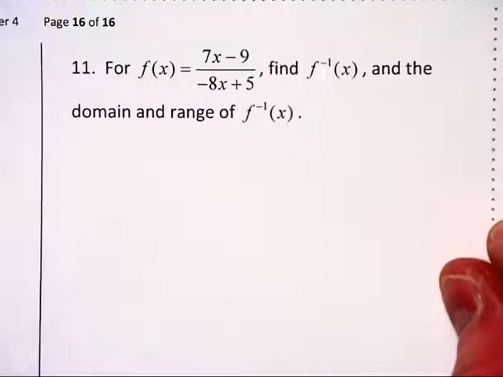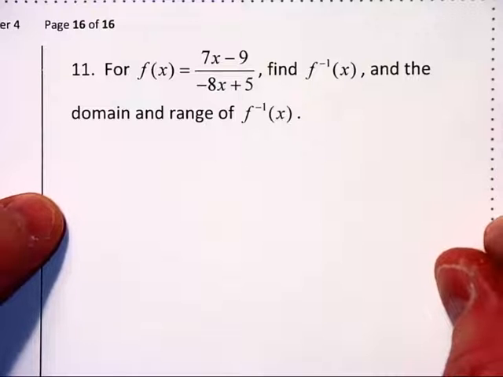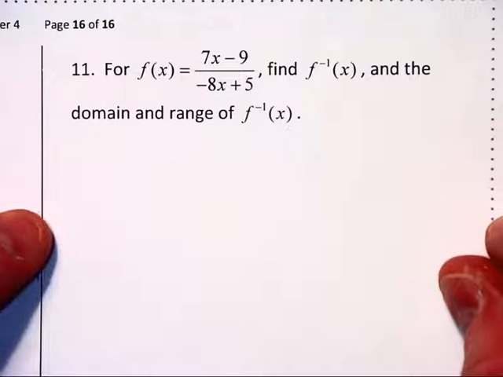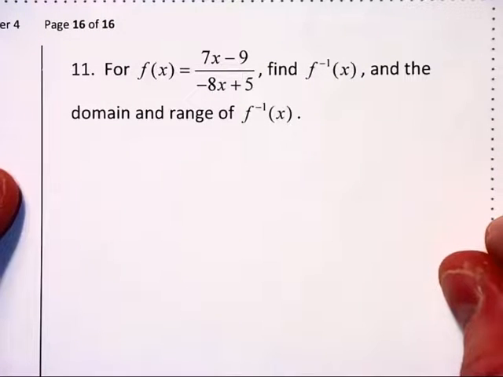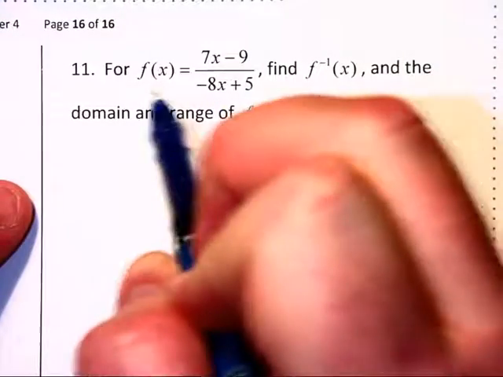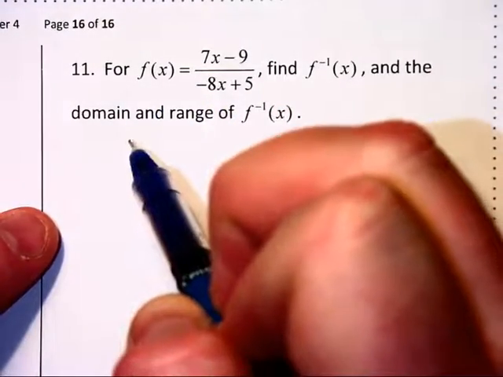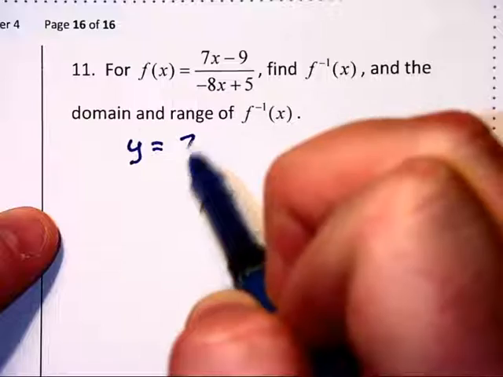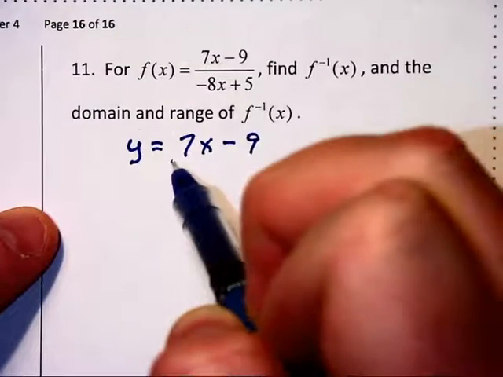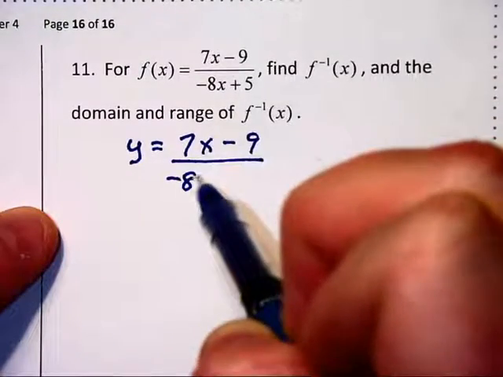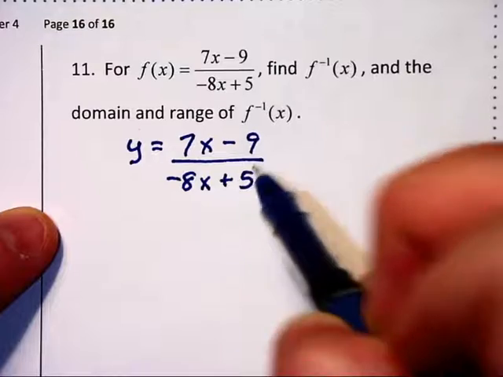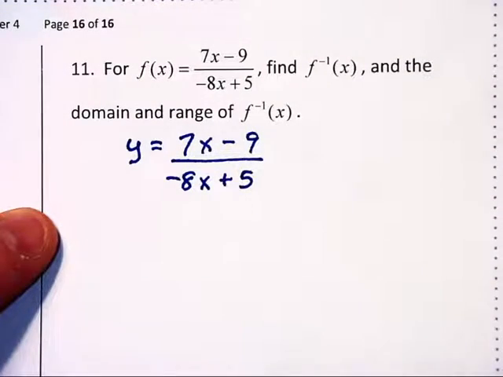In this final problem, we are going to find the inverse and then the domain and range of the inverse. Let's begin by switching the f of x out for a y. Let's write this as y equals (7x minus 9) over (negative 8x plus 5). Okay, that is the original problem.